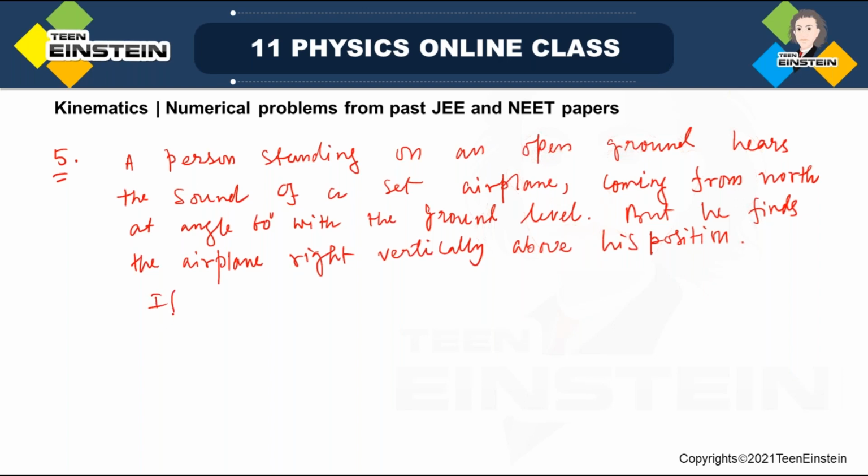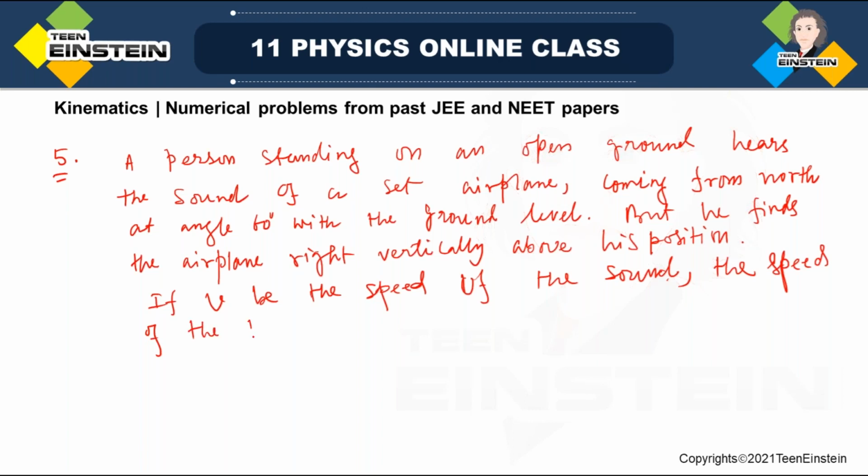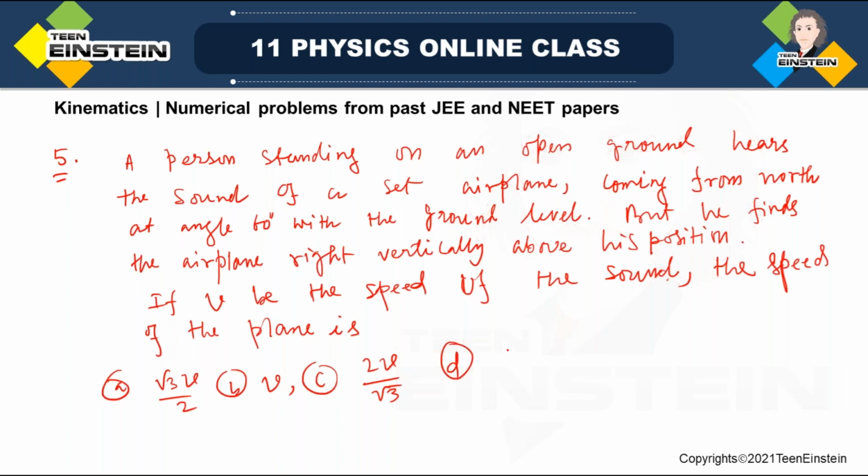If v be the speed of sound, the speed of the plane is: option A, root 3 v by 2; option B, only v; option C, 2 v by root 3; and option D is v by 2.